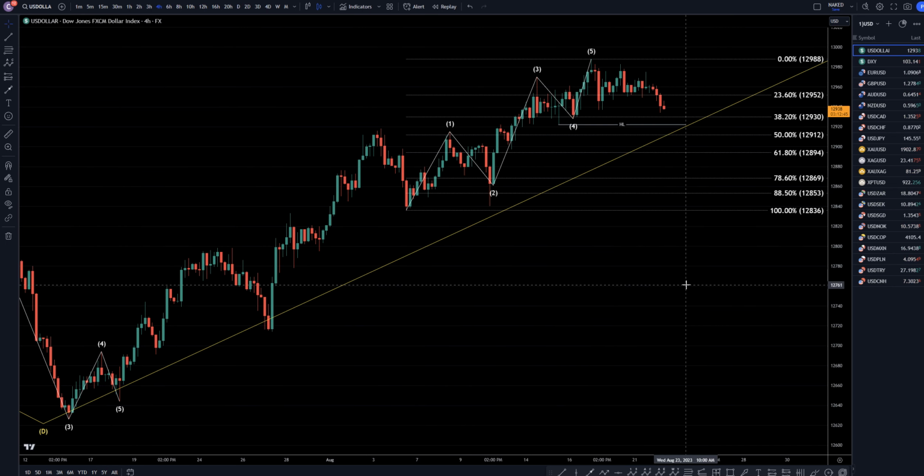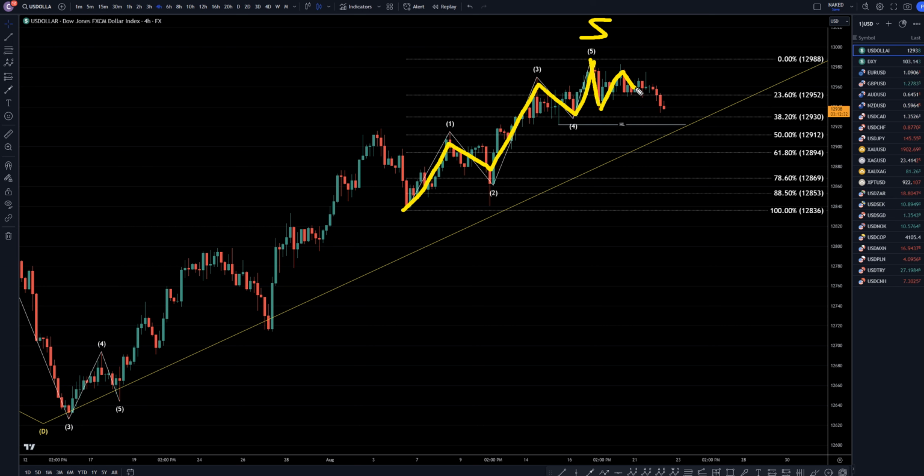So let's head down to the 4 hour time frame. On the 4 hour time frame is where you can see this trend within a trend. This is a 1, 2, 3, 4, 5 of maybe wave 5. 1, 2, 3, 4, 5 of 5. Now this does look like it could still be an ABC correction.